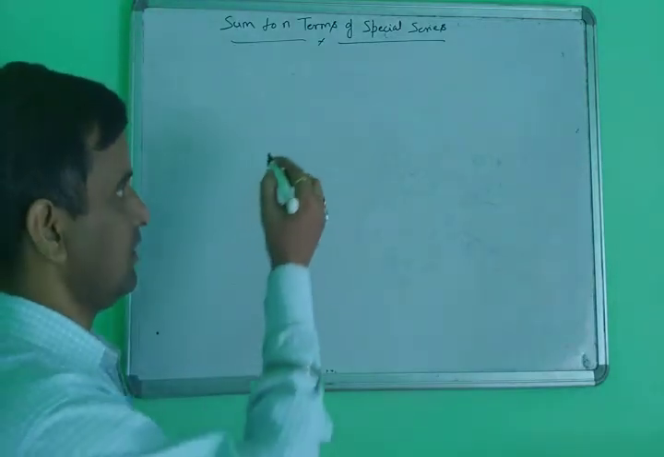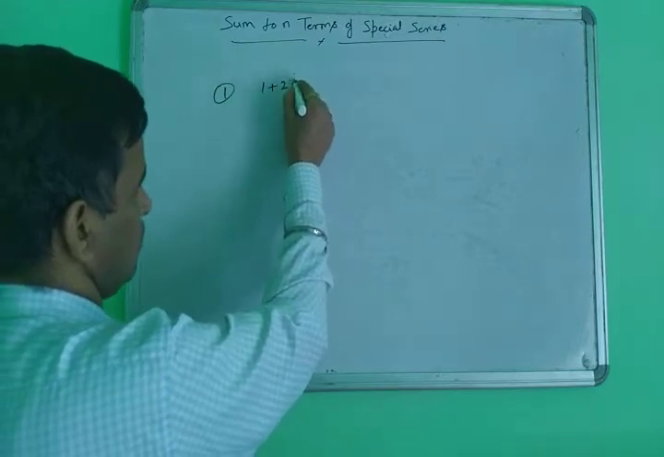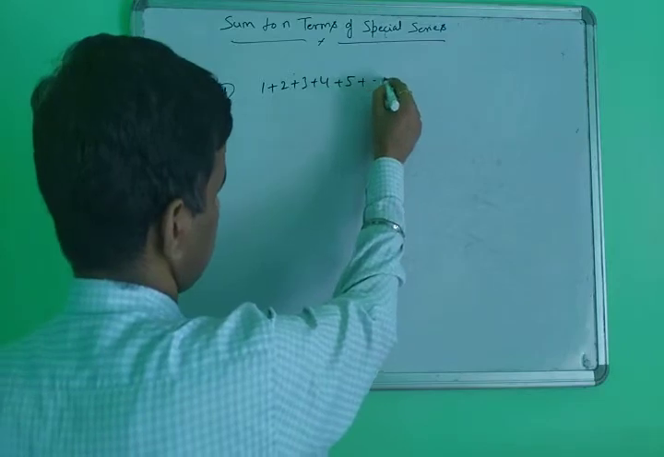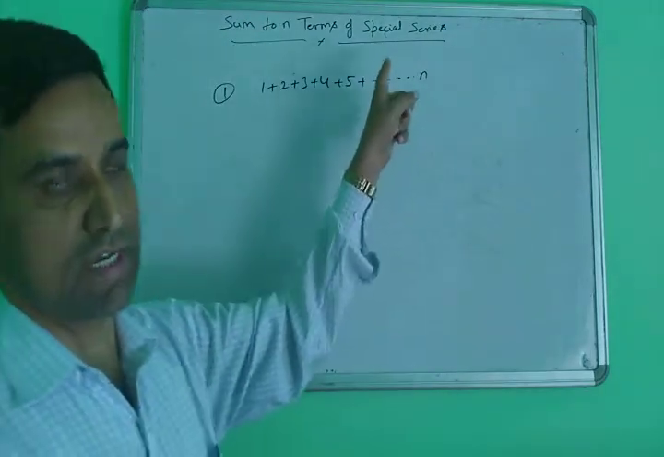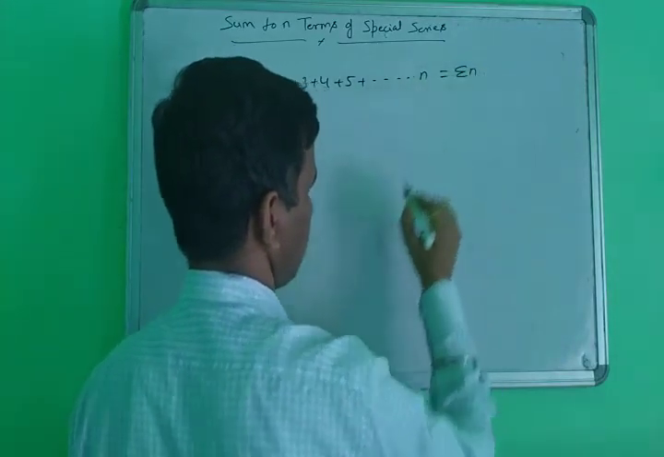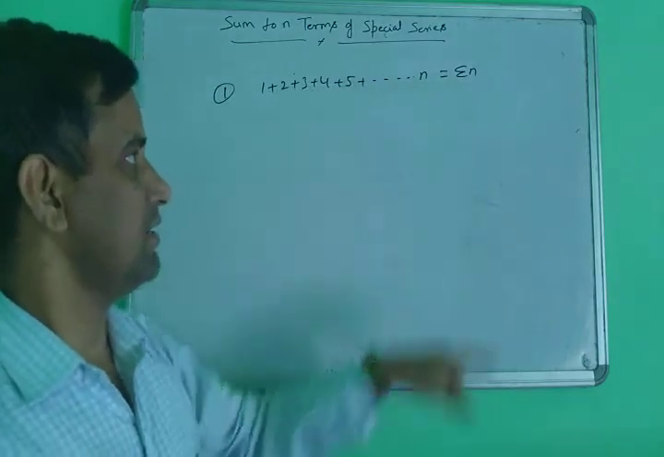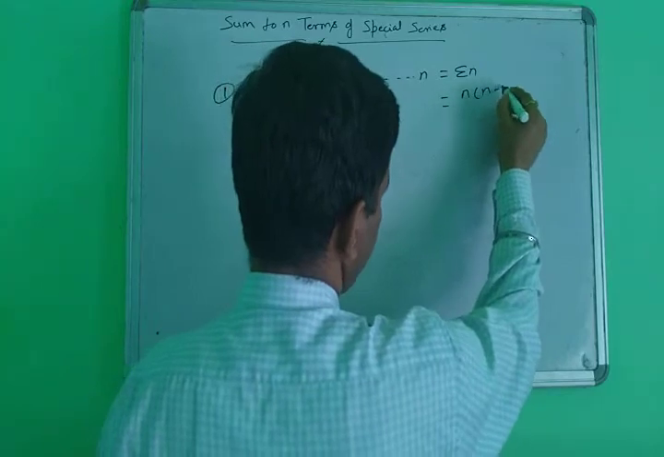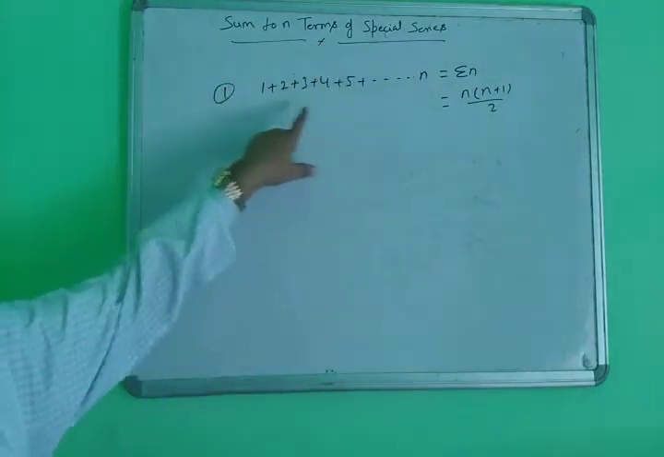Like, for example, suppose the first series here is 1 plus 2 plus 3 plus 4 plus 5 plus 6 up to n terms. So what is the result of these n terms? This is what you can call sigma n. How many terms here? This is the value of sigma n. Then what is the value of sigma n? Here the value of sigma n is n times n plus 1 upon 2. This is the value of this sigma n.